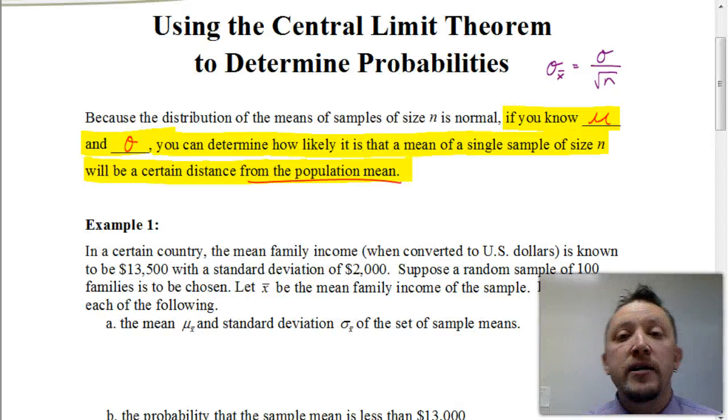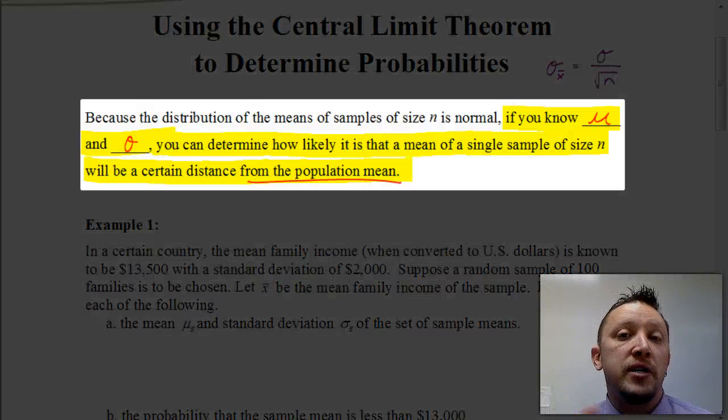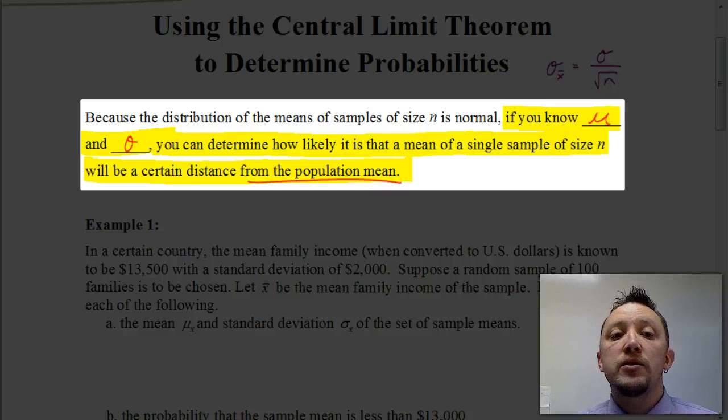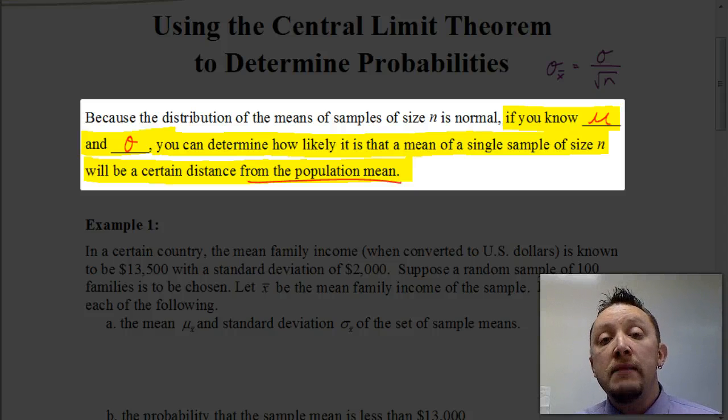So basically what's highlighted here above me is really important to make sure you understand. This is the key concept for this lesson: if we know the mean and the standard deviation for a sample space, we can determine how likely it is that a mean of a single sample of size n will be within a certain distance of the mean of the entire population. So again, in this lesson we're going to be looking at how far away the mean from a particular sample is from the mean of the entire population.